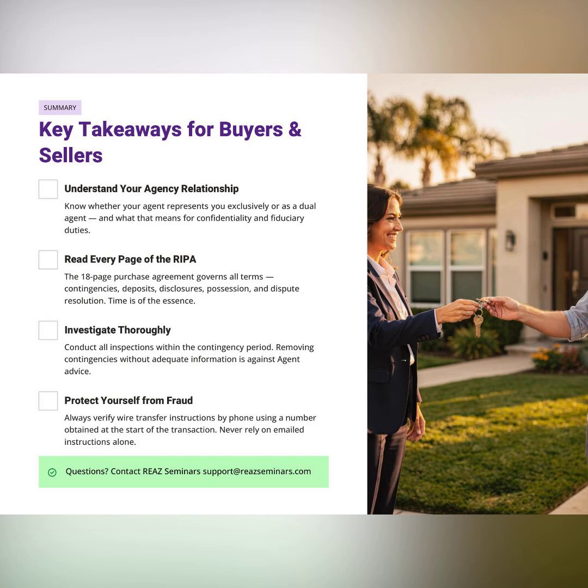As we conclude, let's recap some key takeaways to impart to your clients, whether they are buyers or sellers of income properties. First, ensure they fully understand their agency relationship and their agent's duties. Second, emphasize the importance of reading and understanding every single page of the residential income purchase agreement. It's their contract. Third, stress the necessity of thorough investigations and due diligence as the buyer's responsibility. Finally, always educate them on protecting themselves from potential fraud, especially wire fraud. By reinforcing these principles, you empower your clients to navigate their real estate journey with confidence and security.